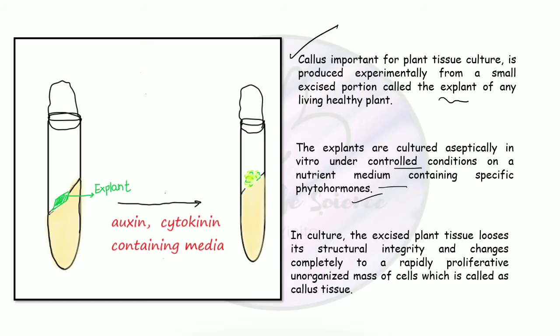So in the picture, you have taken a small portion of the mother plant, prepared the explant, sterilized it, and inoculated it in the culture media containing the phytohormones. After a particular time of incubation in the culture room, what will happen? The excised explant will lose its structural integrity and change completely to a rapidly proliferative, unorganized mass of cells, which is termed callus tissue.